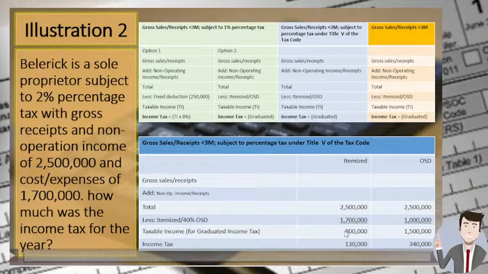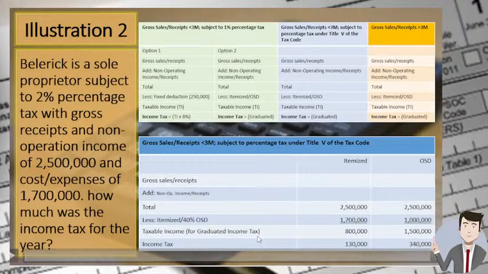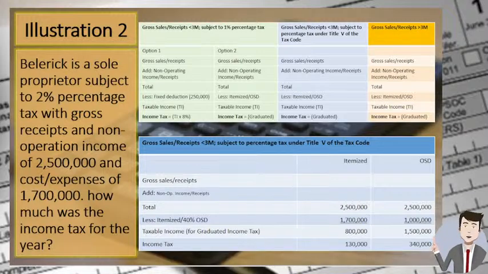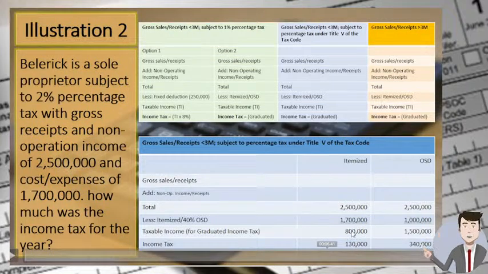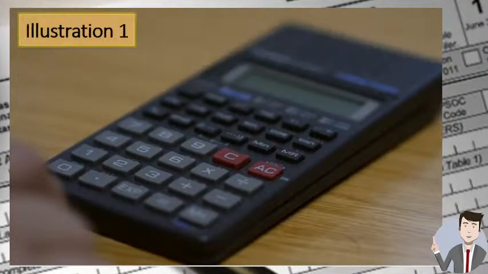Then, if Mr. Belleric uses OSD, that is 2,500,000 times 40%, which is 1 million OSD. So the taxable income subject to graduated income tax rate will be 800,000 for itemized deduction and 1,500,000 for OSD. So using the table, since 800 is subject to 130,000 tax, then the excess of it will be subject to 32%. Let's verify.